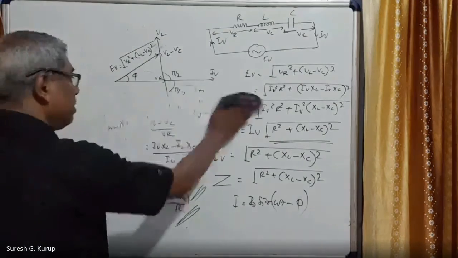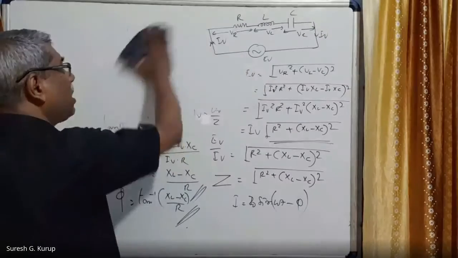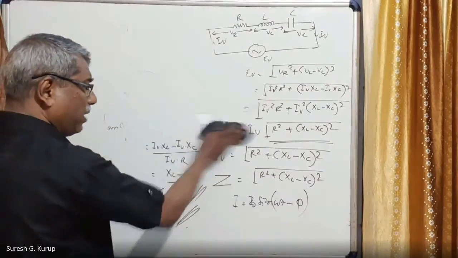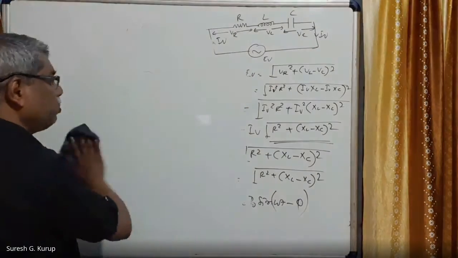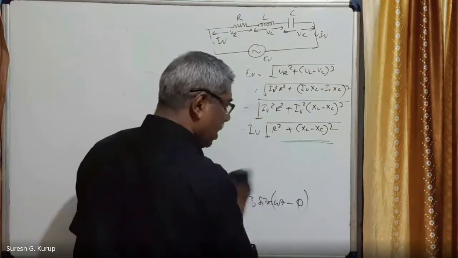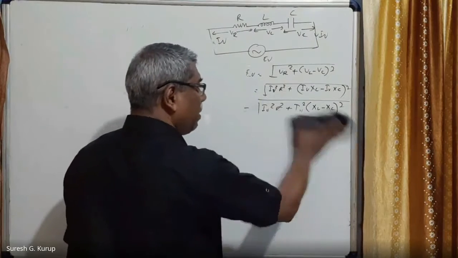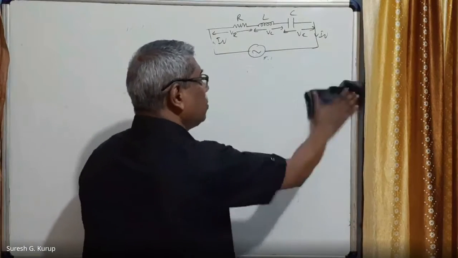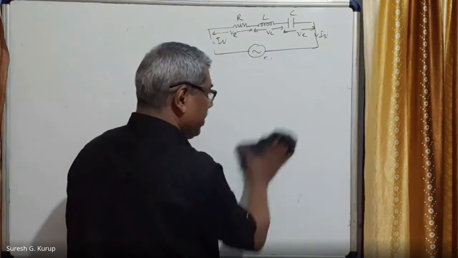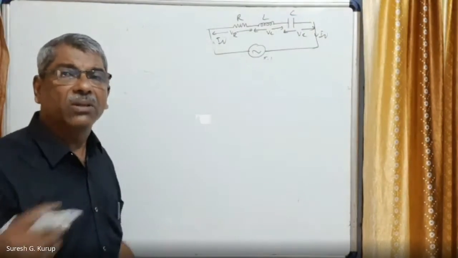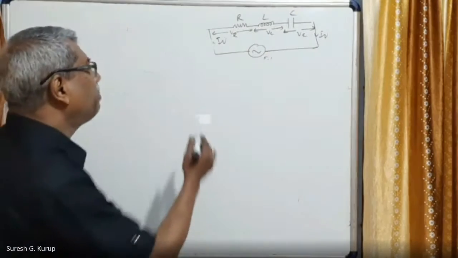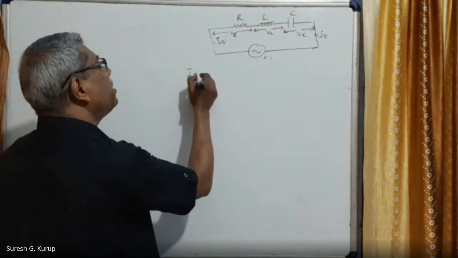Very simple thing. We have already derived the power consumed in an RL series circuit, so the power calculation is very simple. Once I did it, the same thing has to be repeated, which is why I'm not doing it here. First of all, you will calculate the instantaneous power.